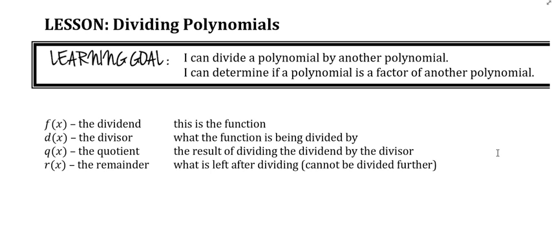And so here we go. Just starting it out now. And it's dividing polynomials.